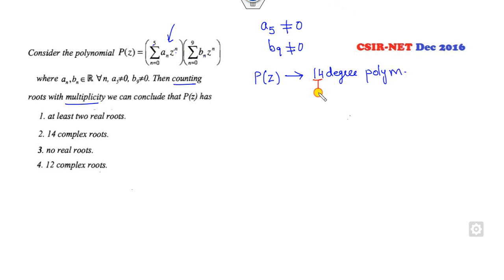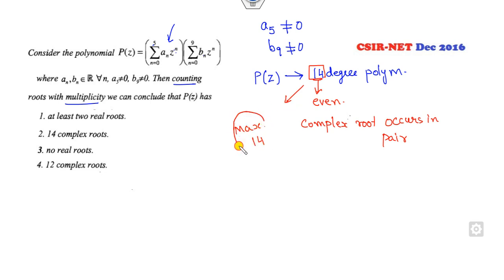Fine. Now since 14 is an even number, it has at least 2 real roots. Can it have 14 complex roots? Yes, because we all know complex roots occur in pairs. So if it is a degree 14 polynomial, what is the maximum number of complex roots it can have? It can have 14 complex roots. That is the right answer, but it's part C. At least 2 real roots, 12 complex roots, 14 complex roots, okay, 2 real roots.